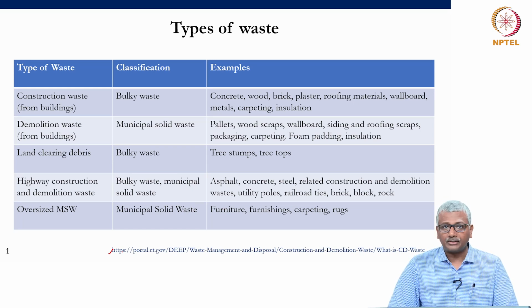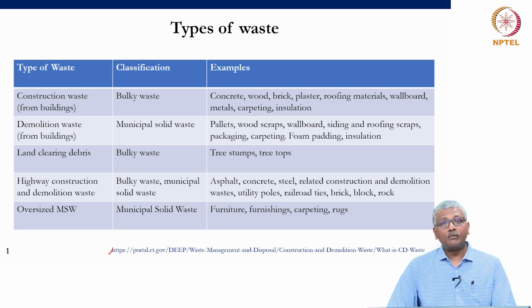So you have asphalt, which is obviously part of the bituminous concrete that is going into making the surfacing for roads. You have concrete itself, that is cement concrete, steel in some cases, related construction and demolition waste that comes out of actually removing the concrete and steel. Utility poles, you have railroad ties, brick, block, and rocks that are available, which have been used in the various layers of your pavements, right? So all of these also are classified in terms of being either a bulky waste or a municipal solid waste depending upon the type of material that you're looking at.